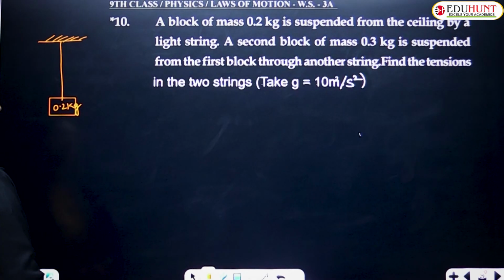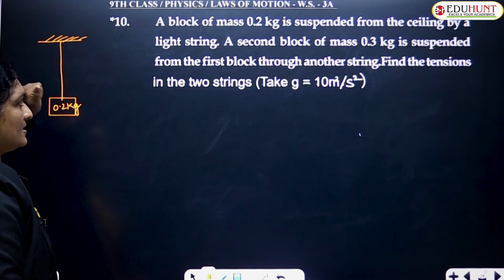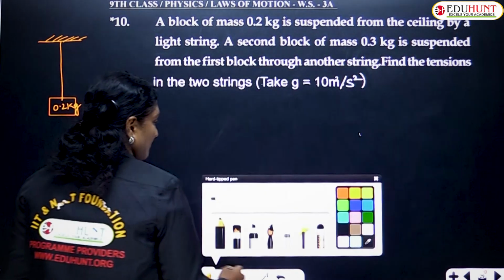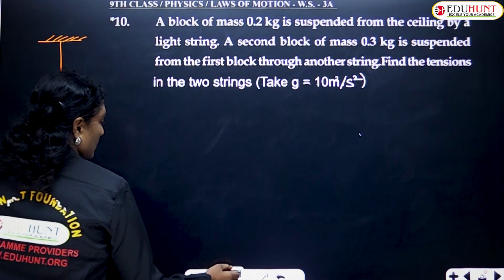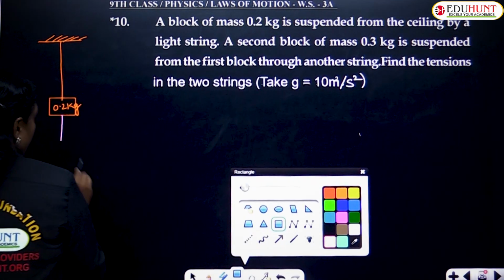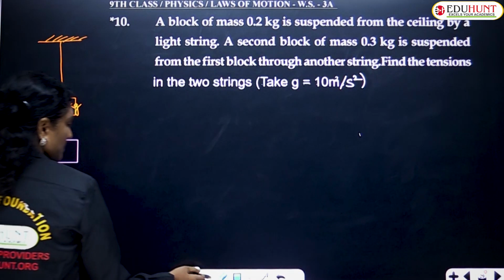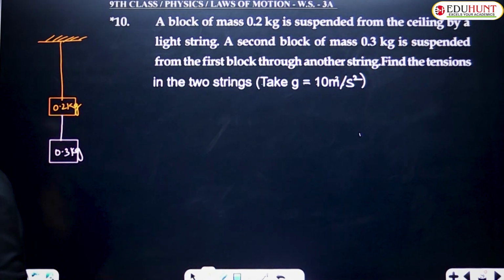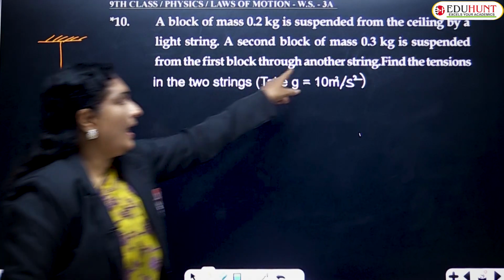And what else was given? A block of mass 0.2 kg suspended from the ceiling with the help of a light string. A second block of mass 0.3 kg suspended from the first block. Again, to this first block, one more block was also suspended. So this was the second block given as 0.3 kg, suspended to that block with the help of another string.